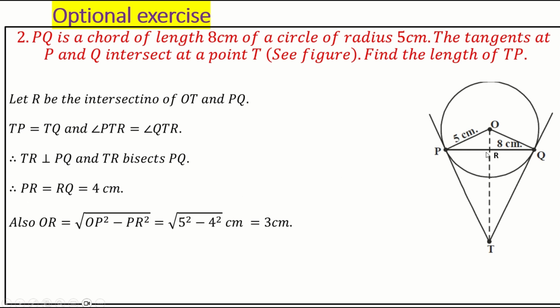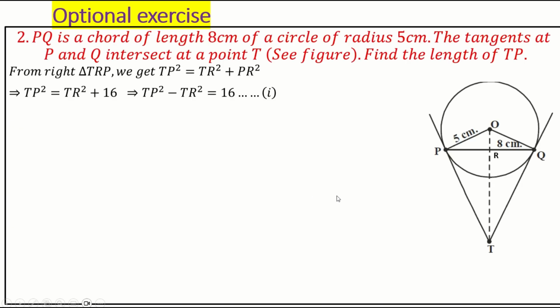Okay. Therefore, PR equal to RQ. Yes. Okay. Which is 4 centimeters because the total is 8 centimeters. So there is 4 centimeters here, 5 centimeters here. So OR we can get as 3 centimeters. Okay. Once you have the OR, in TRP, okay, TP square equal to TR square plus PR square. And TP square minus TR square equal to 16. Okay. This is first equation.